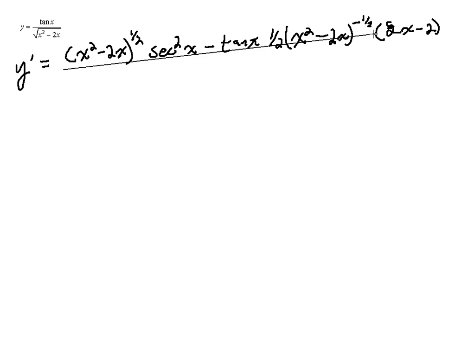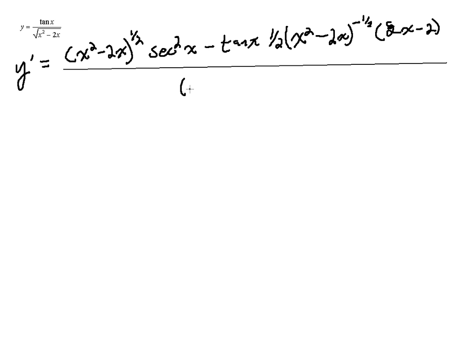I'm going to use my mouse to get a little fraction bar. It's a little straighter. And then all over the bottom squared, and the bottom is the square root of x squared minus 2x, squared, which will just be x squared minus 2x. And honestly, there's not a whole lot of simplification. When I put this problem on there, I really should have paid more attention to it being a little easier to simplify.